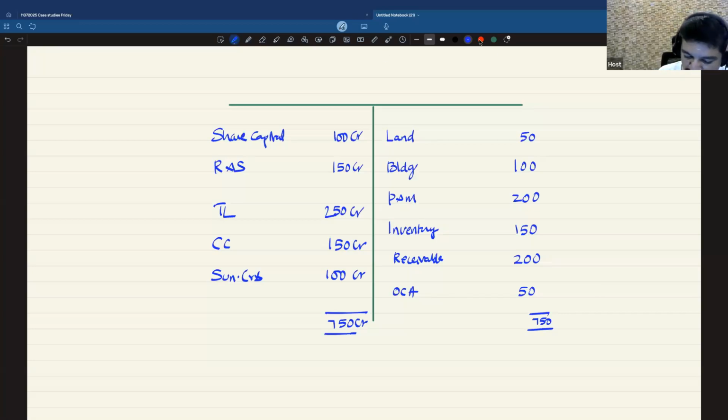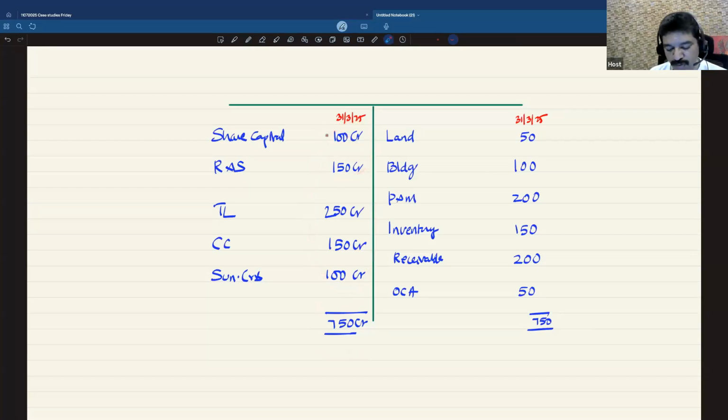Now, this is the position as at 31st March 25. If you look at this balance sheet, what is the conclusion possible for you? They have 750 crore funds. This 750 crore funds has been raised from 5 sources.